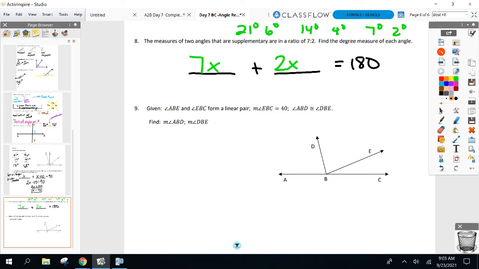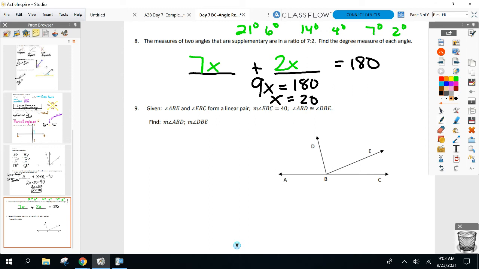All right, ready? So I get 9X, right? Equals 180. X turned out to be 20. God, we would have been there for a while, huh? 1, 2, 3, 4, 5, 6. We got to go up to 20. So X, that's the 20 we need to multiply by.